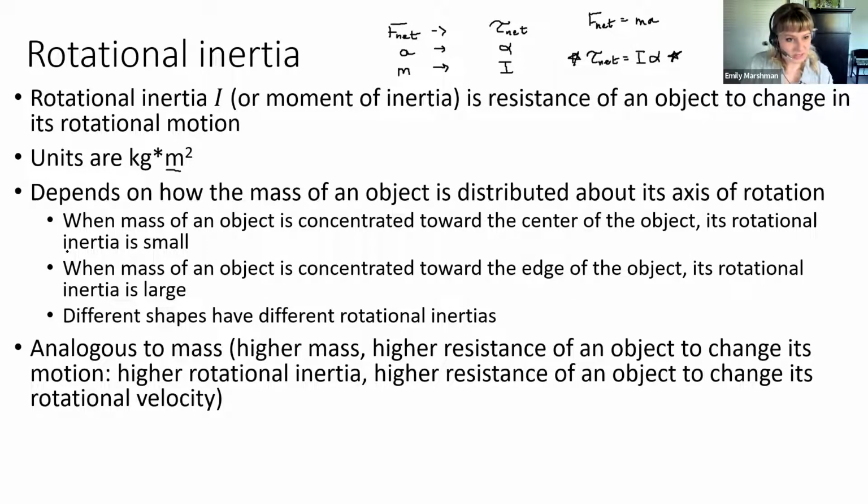A rule of thumb is that when the mass of an object is concentrated towards the center of the object about its axis of rotation, the rotational inertia of the object is small. When the mass of the object is concentrated towards the edge, far away from the axis of rotation, the rotational inertia is large. And that would mean it's difficult to get this thing to start to spin or slow down in its spinning. It makes sense when you visualize it.